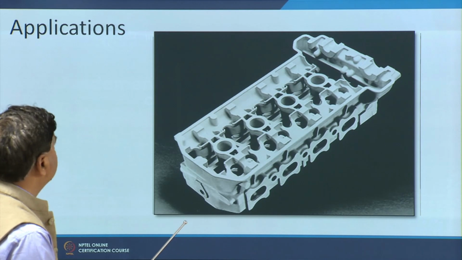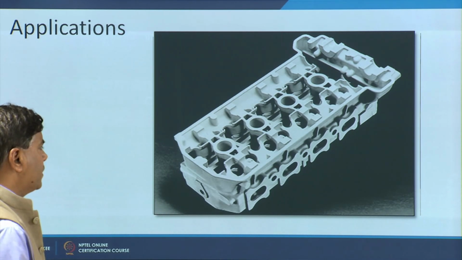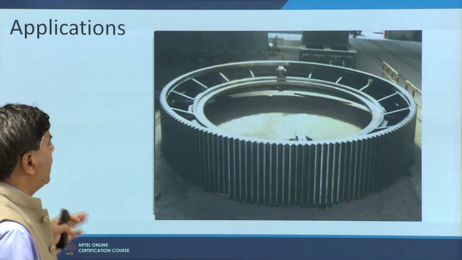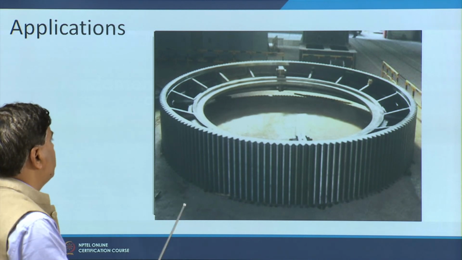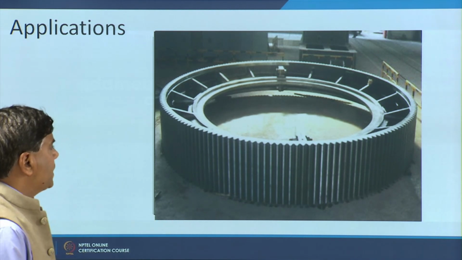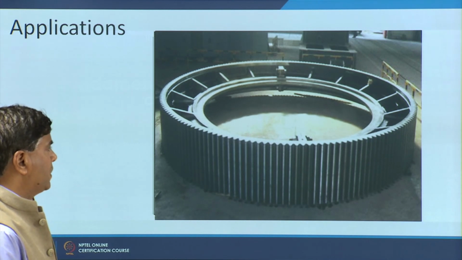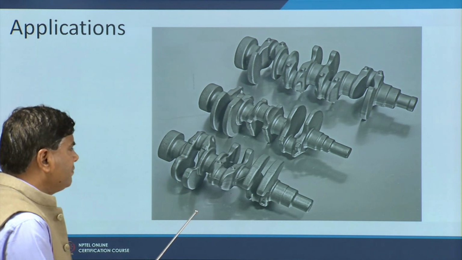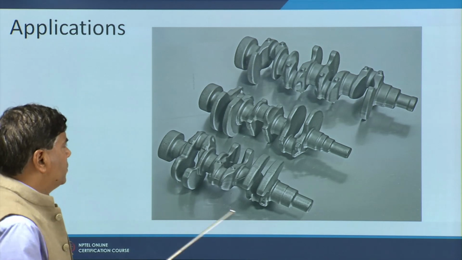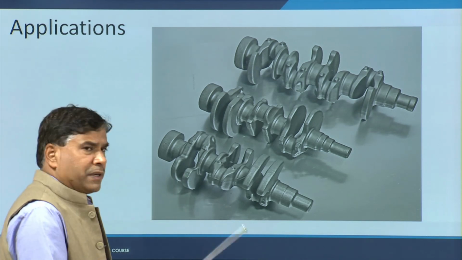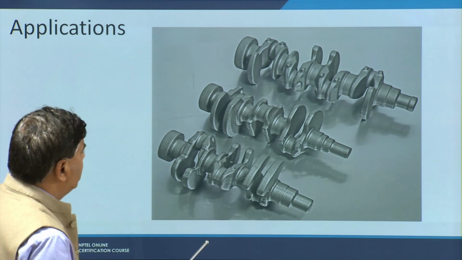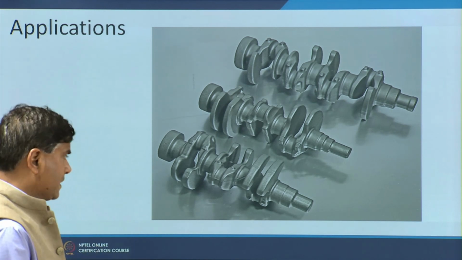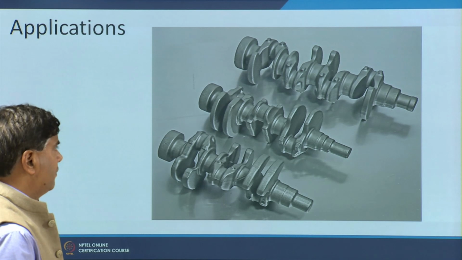Such complex design and geometry components can be produced with casting in one go, and this is a very large size girth gear which is also made by casting, followed by machining in order to have the desired geometrical dimensions. And then further this is the crankshaft which is made through the casting route, and this is subsequently machined and then grinding is carried out in order to have the desired tolerance as well as surface finish.